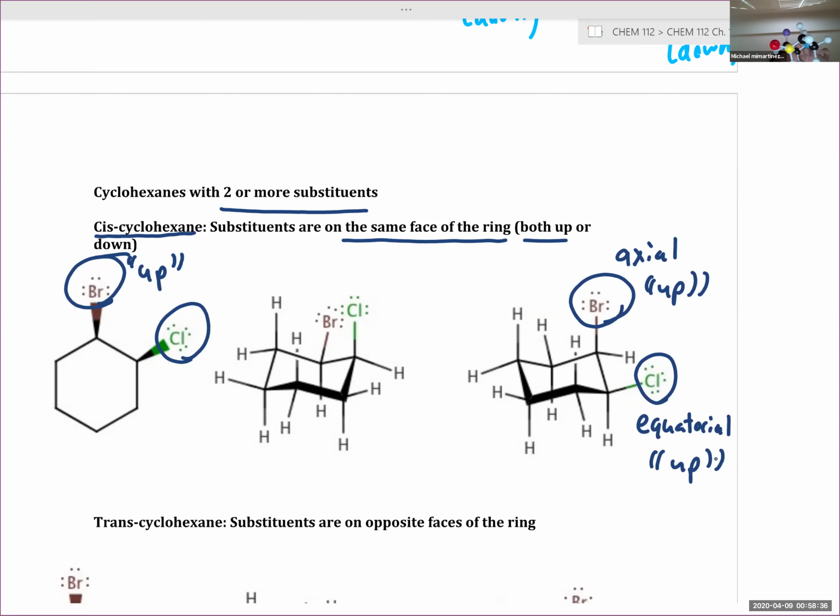But, and this is really critical, looking at our chlorine in the back, is our chlorine now axial or equatorial? Axial, exactly right. So after a ring flip, our chlorine is axial pointing up.